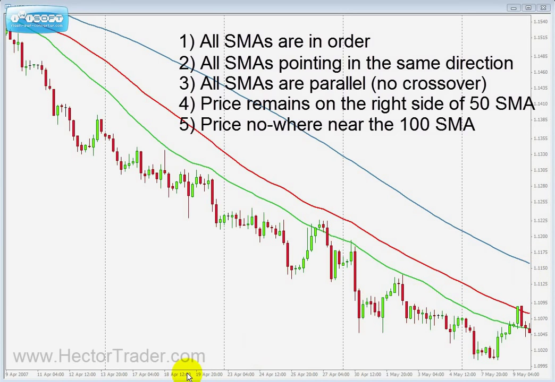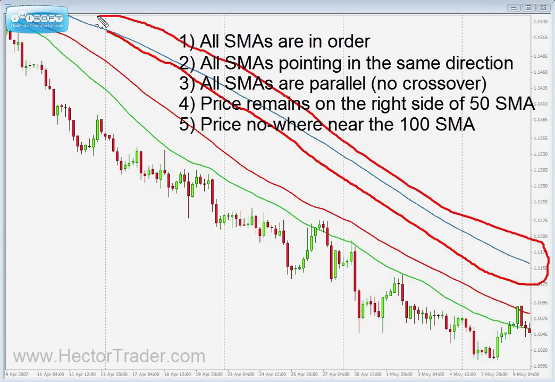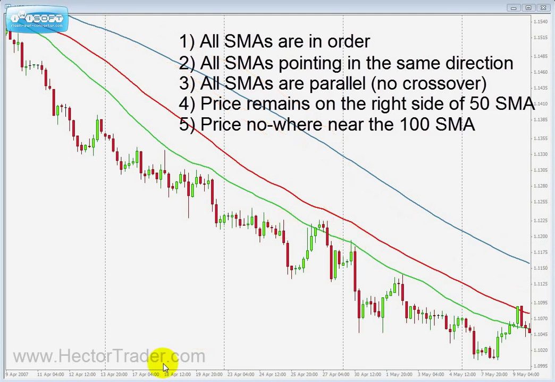So that's why the fifth condition of my system, as far as spotting healthy trends, is that the price never gets around the 100 moving average. So far we have all of them pointing the same direction, all of them parallel, no crossover, all the moving averages in order, price remaining on the right side of the 50. Even if just for 1 second we might breach a little bit above the 50, it never gets to the nearabouts of the 100.